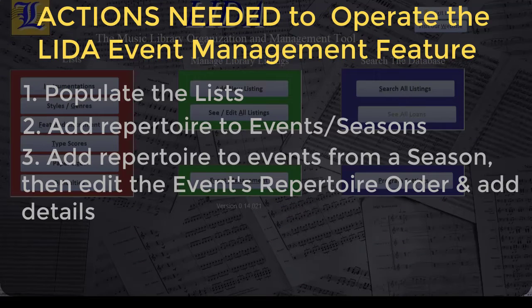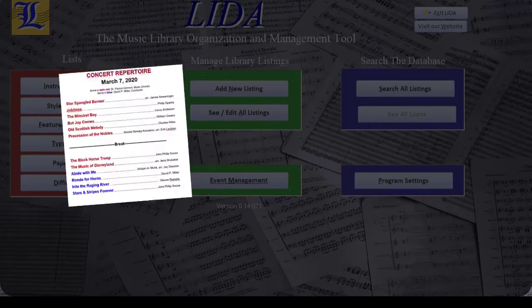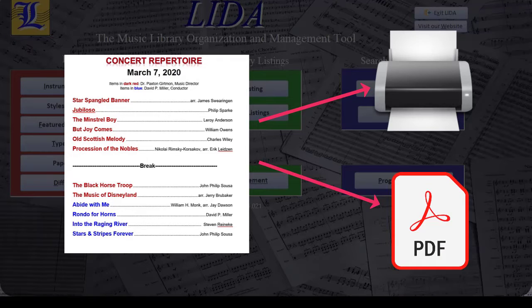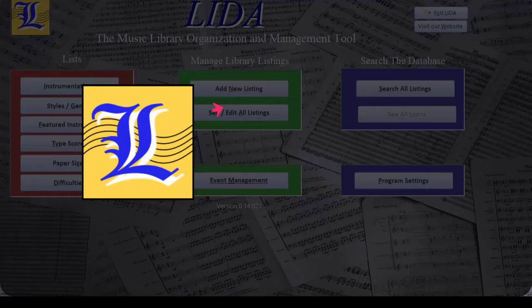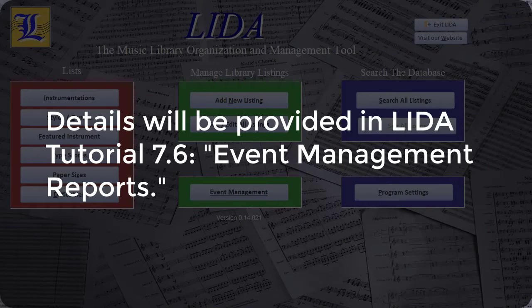The final step in the event management feature is producing the output, which is the whole purpose of having this feature. Once you have completed the first three phases, you can see the results in two formats. Either a document formatted for printing, which can be printed to a printer or printed to a PDF document, or to a file formatted for exporting, which can then be imported into another program such as Microsoft Excel, Word, or Publisher. We will get into more details about the repertoire segment of this feature in Tutorial 7.6, Event Management Reports.